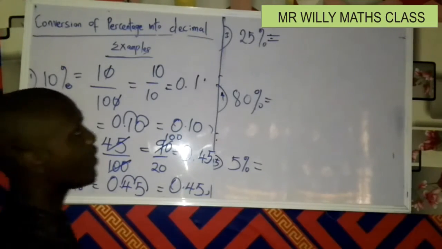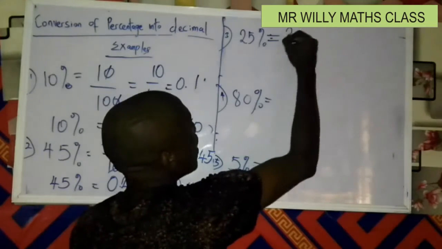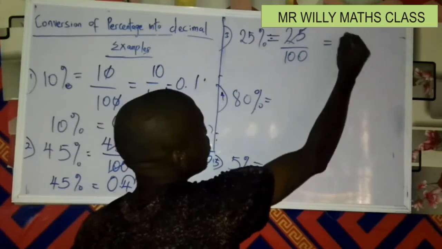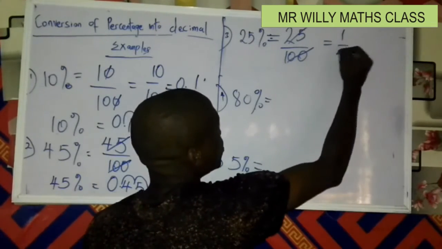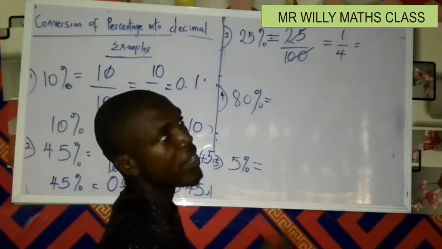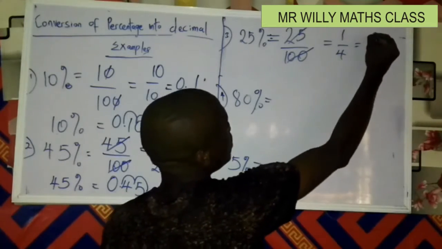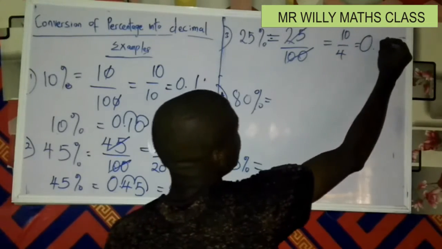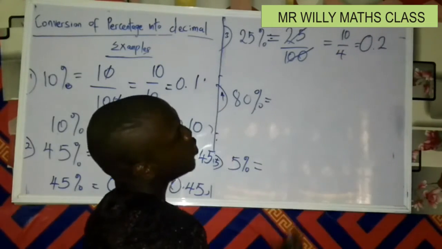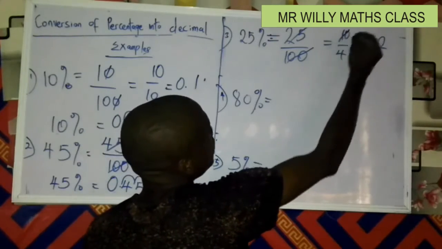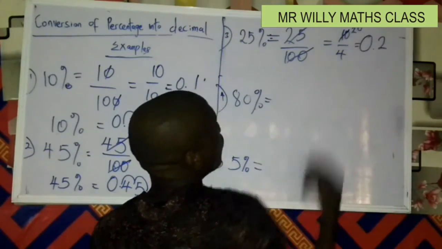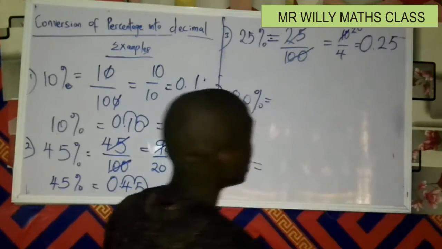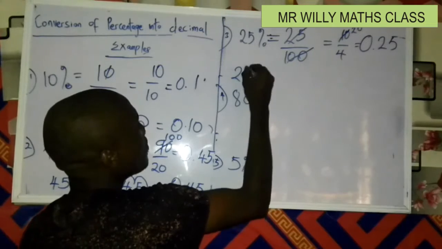Let's move to the third example. We're having 25%. Our 25% is 25 over 100. Then we can break it down. 25 in 25 is 1, and 25 in 100 is 4. So you break your 1 over 4 into a decimal. 4 in 1 is not possible. You write your 0, you put your point, then you write 0. 4 in 10 is 2. 4 times 2 is 8. Then you subtract 8 from 10, which gives you 2. You add your 0 to it. 4 in 20 is 5. So 25% is 0.25.